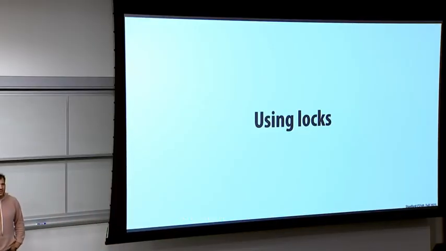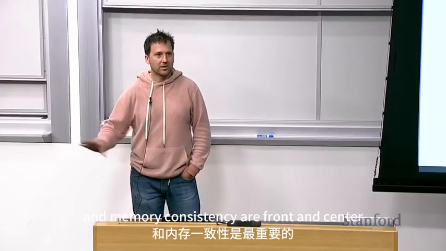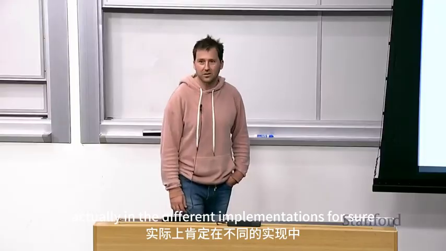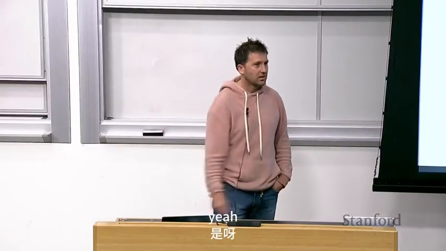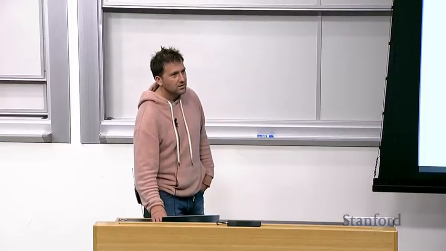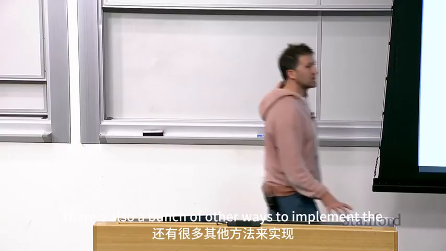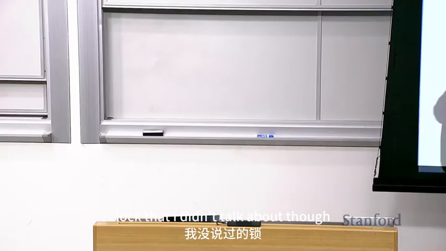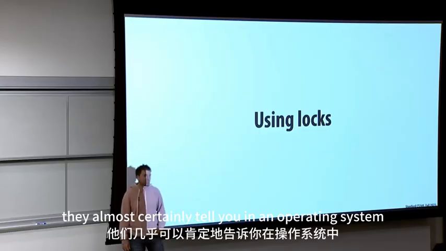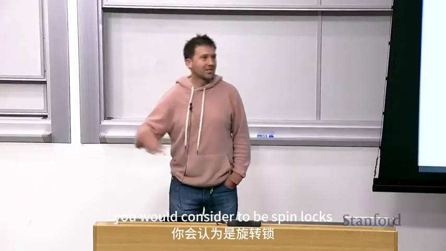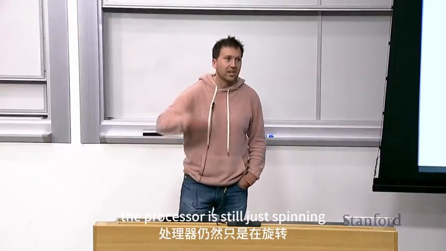Any questions? Cache coherence and memory consistency are front and center in the different implementations, for sure. Yeah? I guess besides implementing the lock, which one is most common? Well, there's also a bunch of other ways to implement the lock that I didn't talk about that they almost certainly tell you about in an operating systems course. Okay. So all of my locks are what you would consider to be spin locks. The processor is still just spinning.